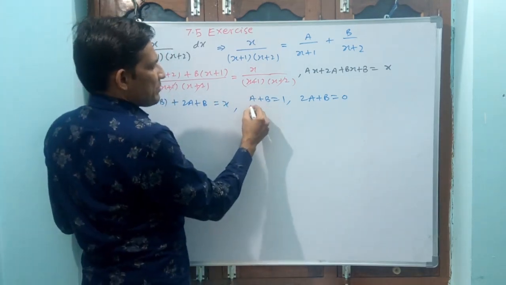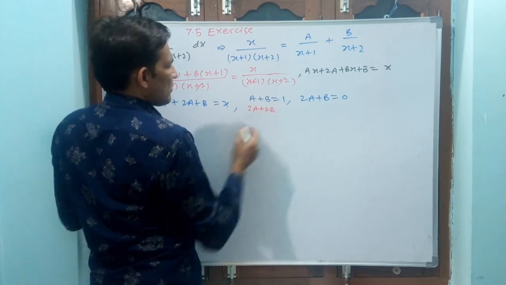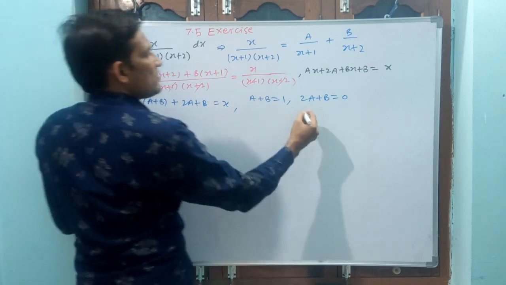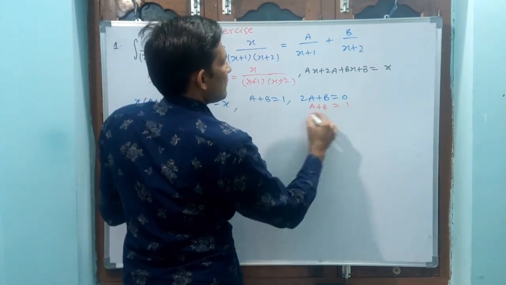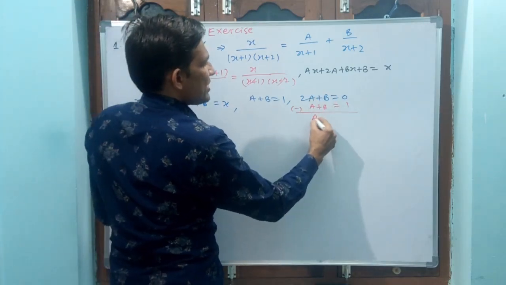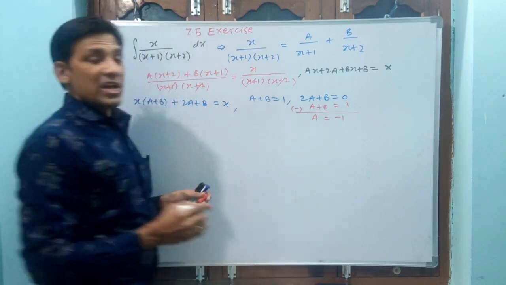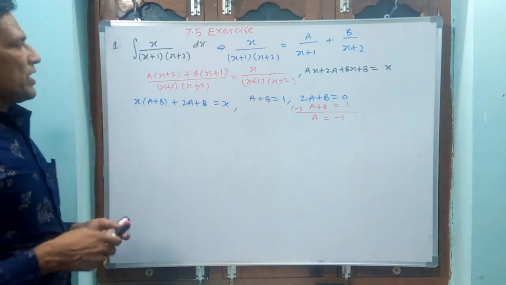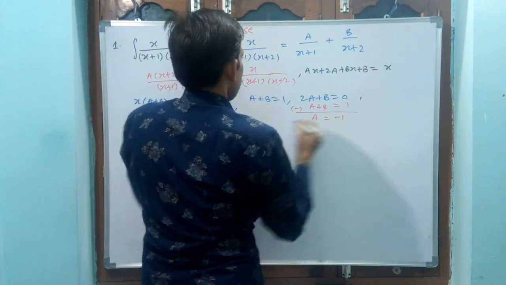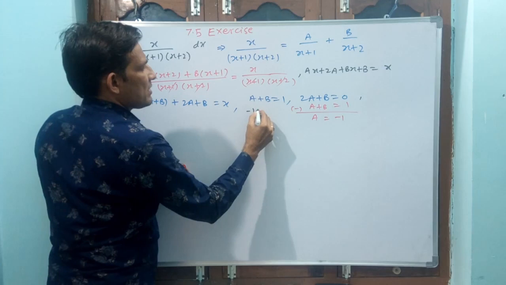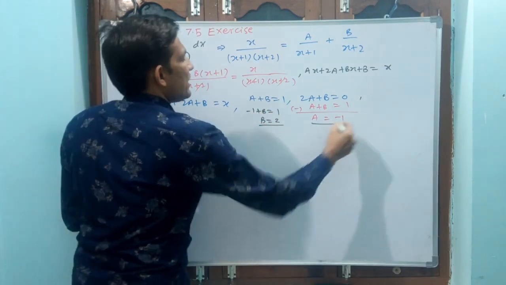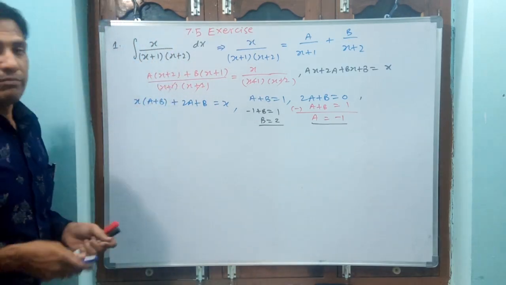You see, should I multiply this by 2, getting 2a plus 2b? No, not required. Why? Because b is already there. I am writing a plus b is equal to 1, again I am writing a plus b is equal to 1. If I subtract, then b will cancel and we get the answer. 2a minus a is equal to 0 minus 1, so a will be minus 1. If a is minus 1, then minus 1 plus b is equal to 1, so b will be 2. Okay, a is minus 1, b is 2.